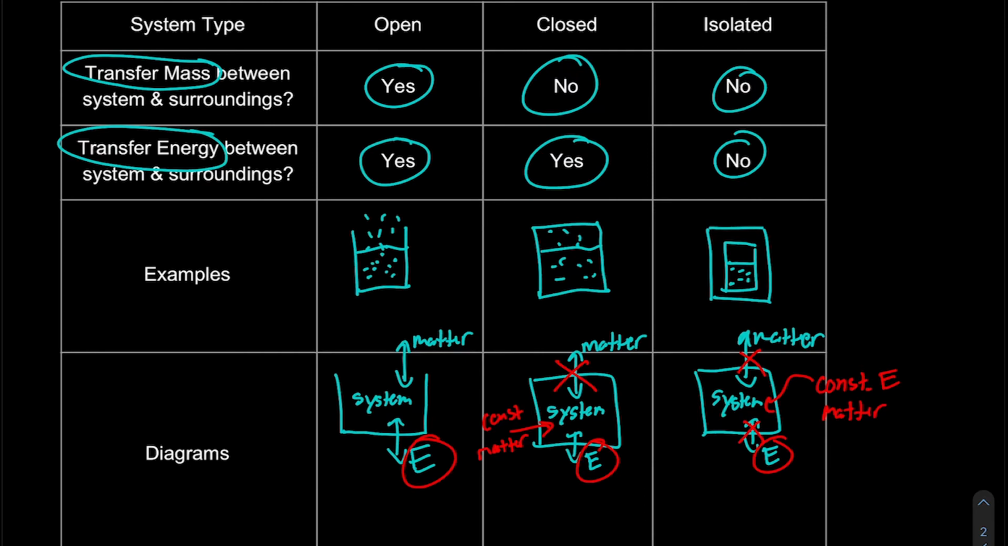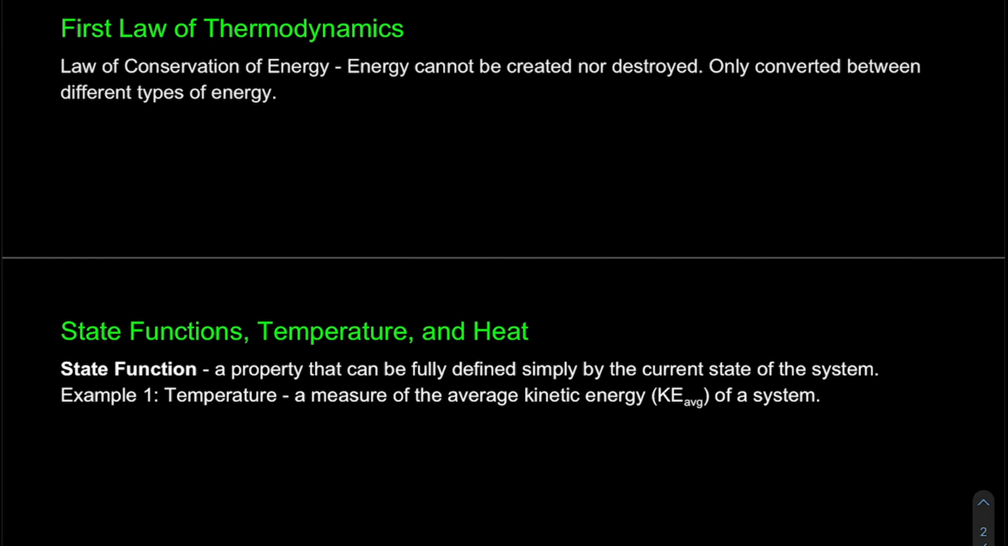Now, as we think of energy transfer, one of the important ideas that comes up is the first law of thermodynamics. This is the law that's describing the relationship between energy transfer between a system and surroundings. And it is the idea of the law of conservation of energy. We can also consider it to be the same thing. Those are both the same. And this is where energy is not destroyed nor created, but only converted between different types of energy.